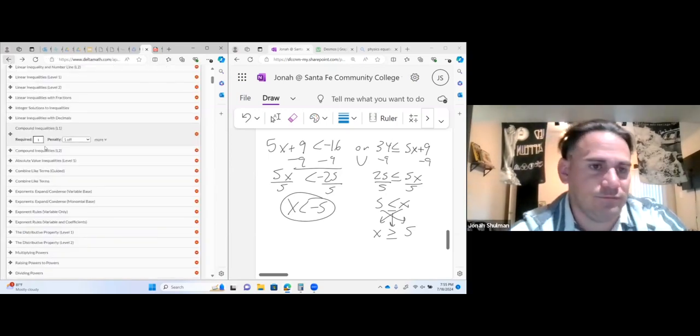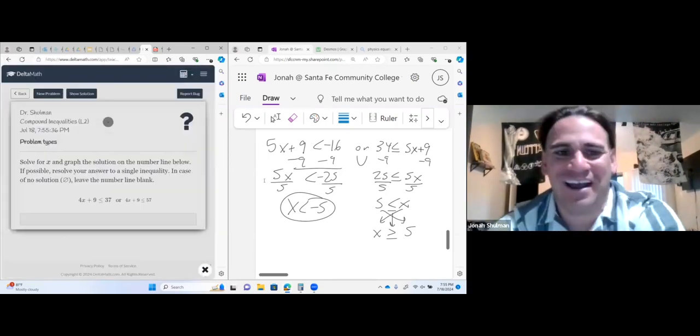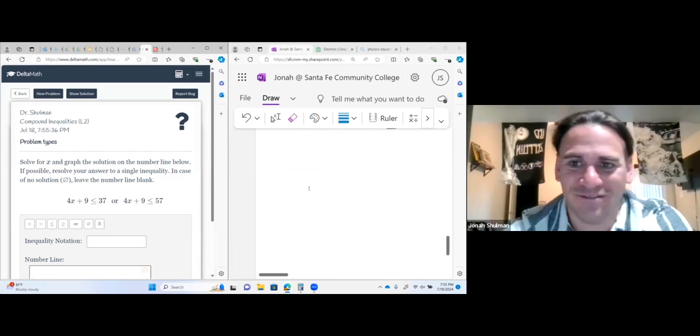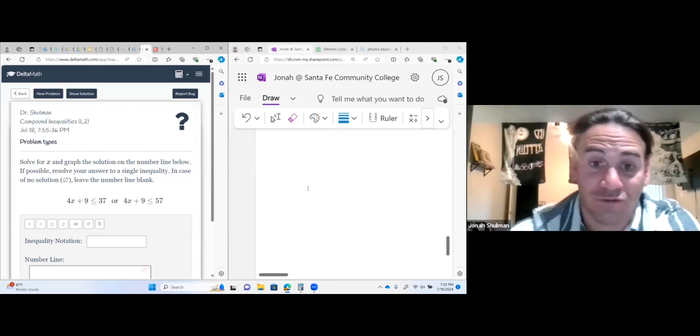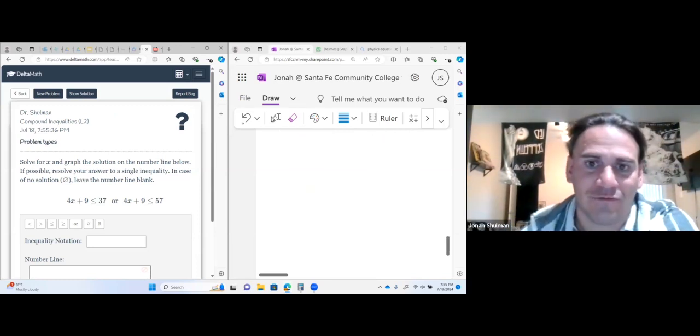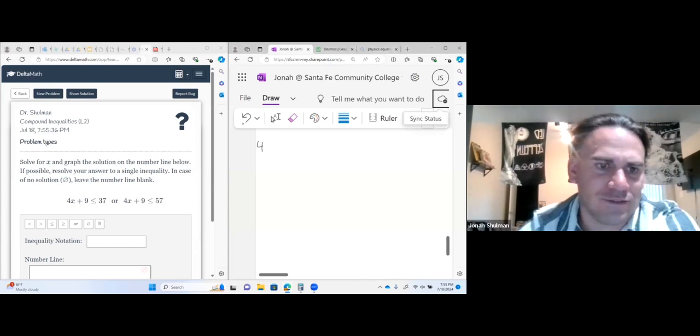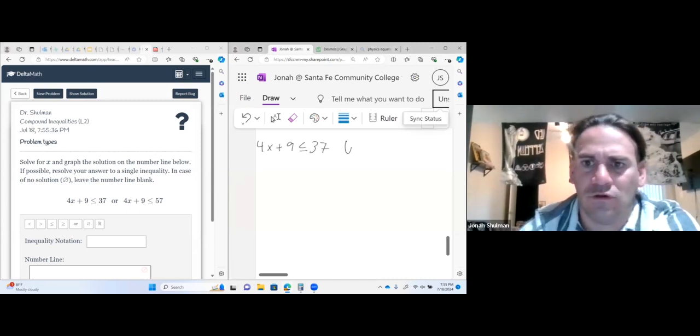But let's do a hard one. Cool. I knew it would happen. All right, so I'm assuming this one's going to be all solution or no solution, something like that. But let's solve it. 4x plus 9 is 37. Union.